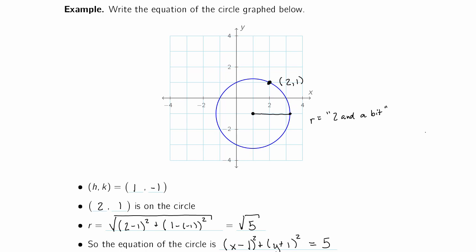And we chose that method because the nice points on this graph just are not on the same horizontal or vertical line as the center.